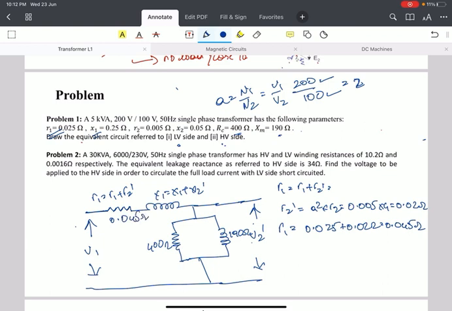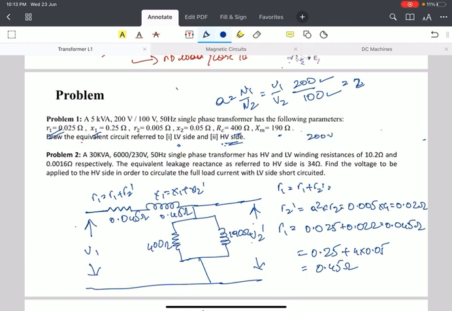Similarly, X1 is equal to X1 plus X2 dash. X1 is given as 0.25, and X2 dash is equal to A square into X2, that is 4 into 0.05, which is equal to 0.2. So 0.25 plus 0.2 will be equal to 0.45 ohm. So we have X1 equal to 0.45 ohm. This is the equivalent circuit of the transformer with respect to HV side, because in this case primary is 200 volts, therefore it's HV side.